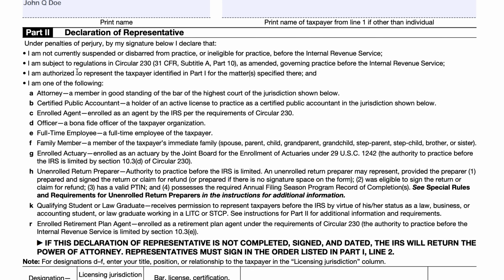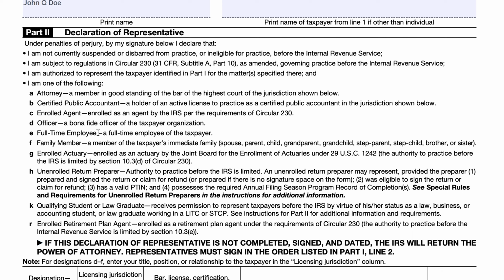They're recognizing that they are authorized to represent you for the specific matters, and then they're one of the following. So, an attorney, a CPA, and an enrolled agent, those are pretty standard. An officer or a full-time employee of a company or a taxpayer organization. So that has to be a full-time or a bona fide person on behalf of the company.